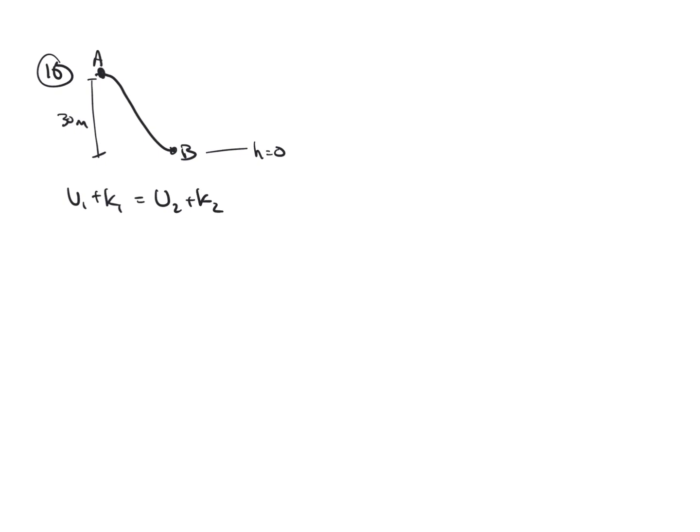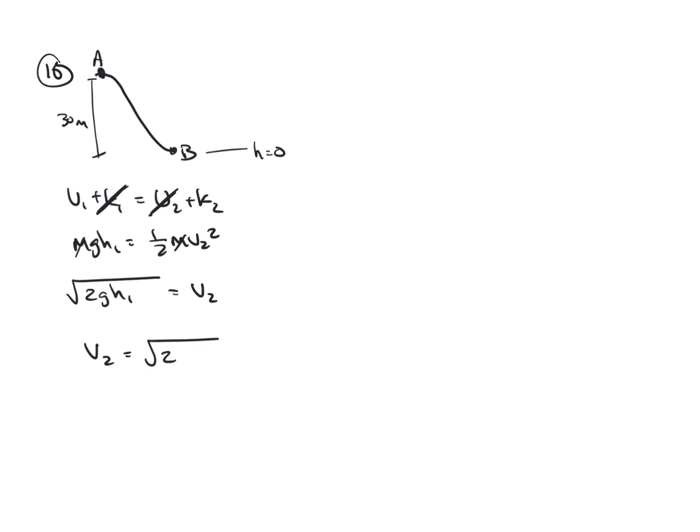Okay, so released from rest, U1 is 0. No, K1 is 0. I set the reference height at B, so U2 is 0. So we have mgh equals half mv squared. The masses cancel. Multiply by 2 and square root, getting root 2gh. Okay, so we got 24 meters per second.